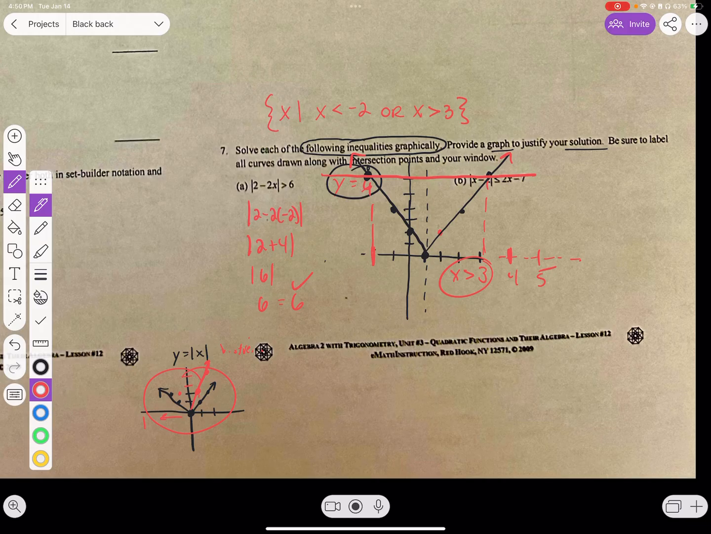And as soon as I go left of that -2, like -3, all of a sudden the number we get over here will be bigger than 6. So that's how that works.